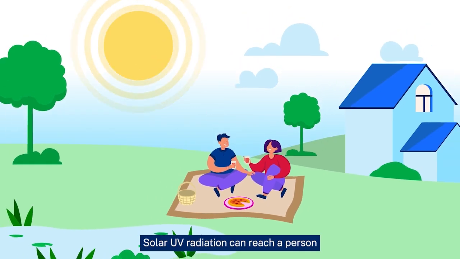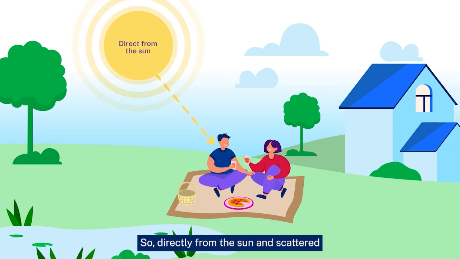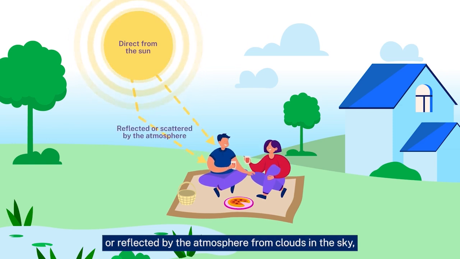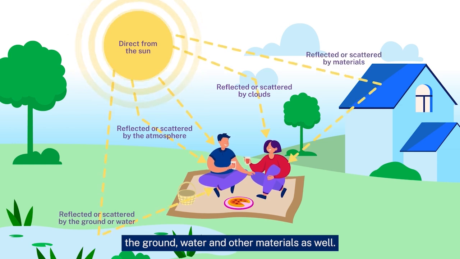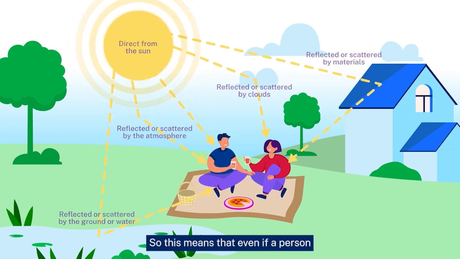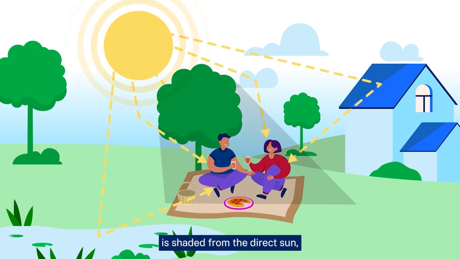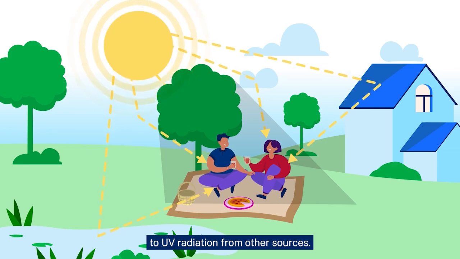Solar UV radiation can reach a person from the ground from three sources. So directly from the sun and scattered or reflected by the atmosphere from clouds in the sky, the ground, water and other materials as well. So this means that even if a person is shaded from the direct sun, they can still be exposed to UV radiation from other sources.